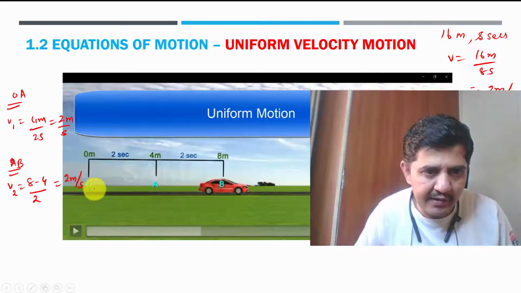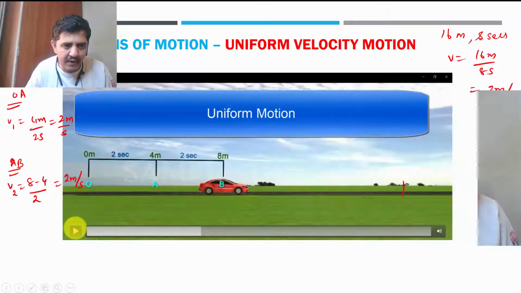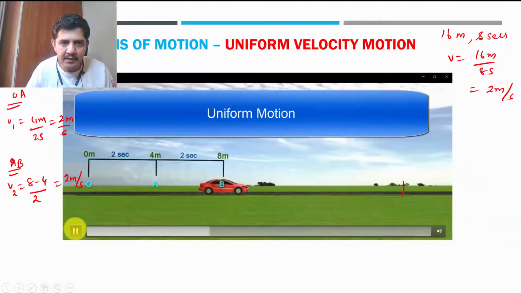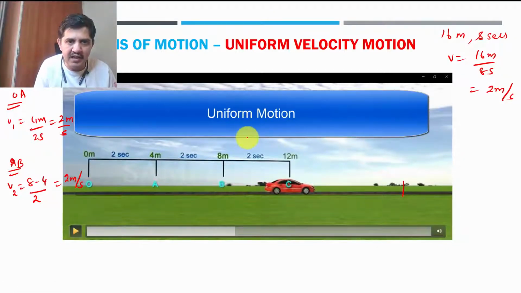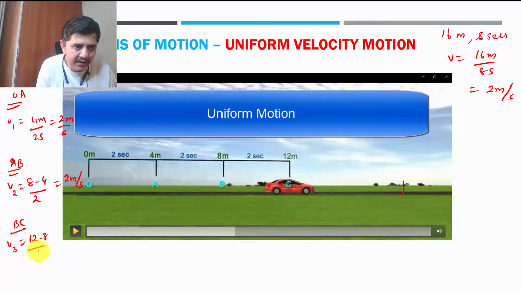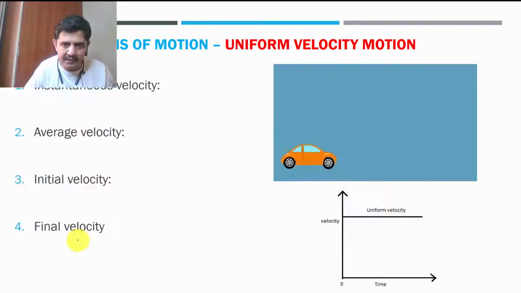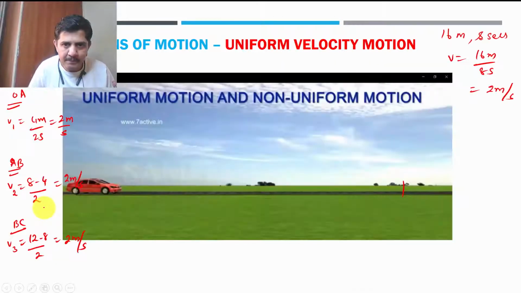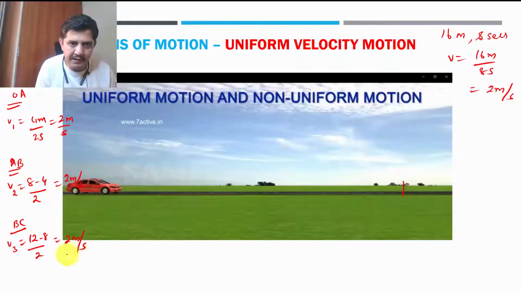Now let us redo this experiment once again. Let me run the simulation. Now it started from B and reaches the point C at a distance of 12 meters. I am taking equal displacements and finding out the time interval. So in the region from B to C, I observe V3 is equal to 12 minus 8 divided by 2, which is 4 by 2, which is once again 2 meters per second.